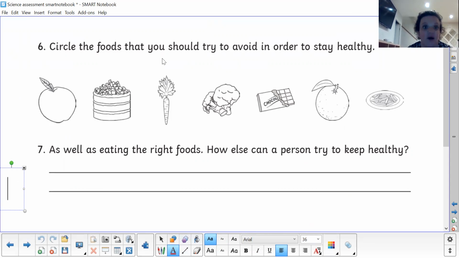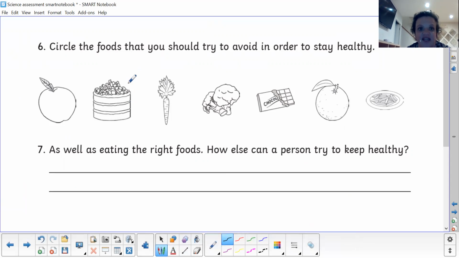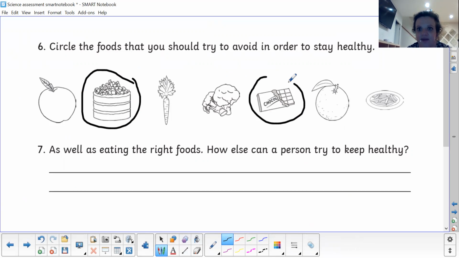Right, fantastic. Well done. So the 3 things that we should try to avoid to stay healthy are this cake, the chocolate, and the chips. Now you can have them a little bit, you don't have to never have them, but you should try not to eat them all the time.